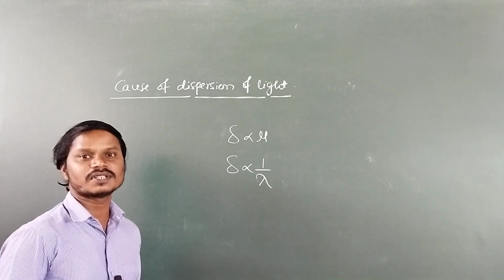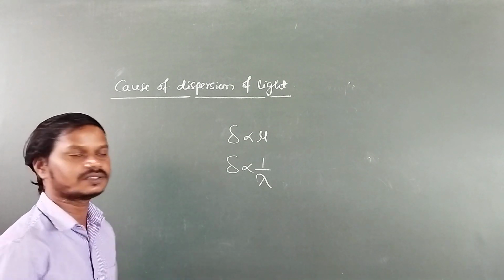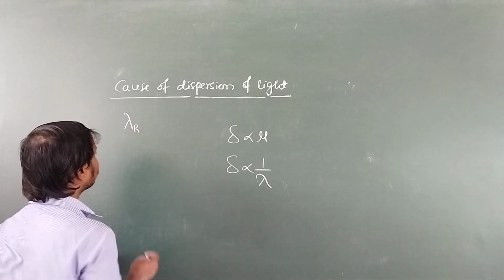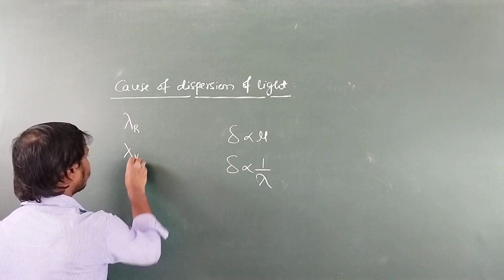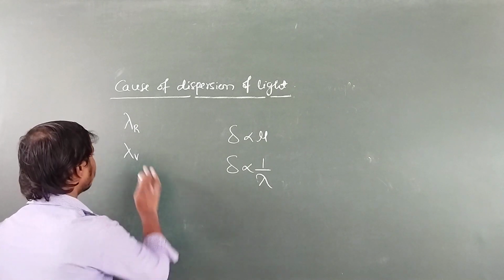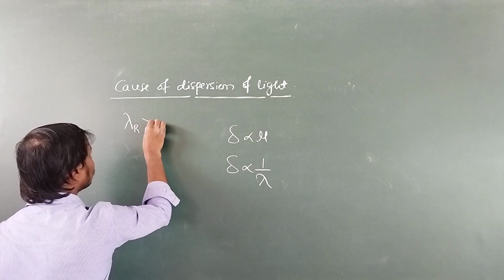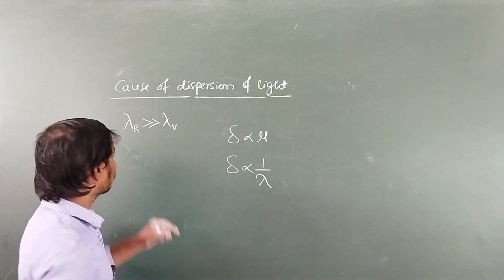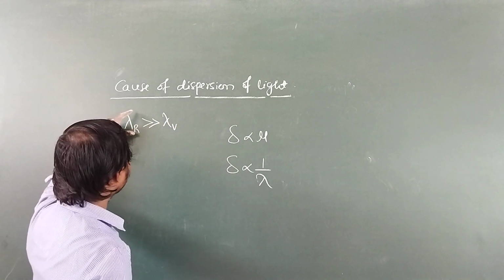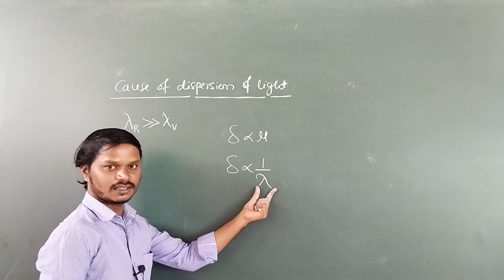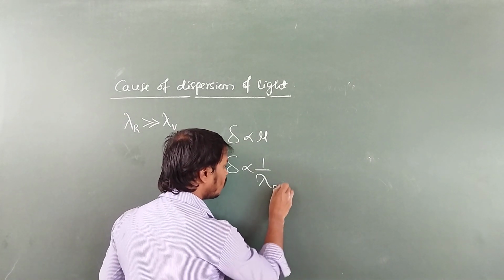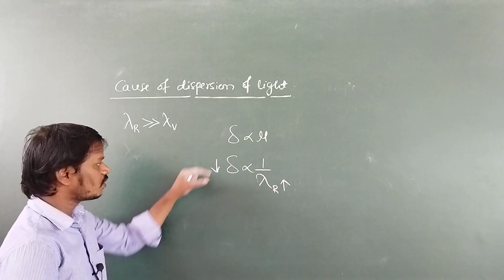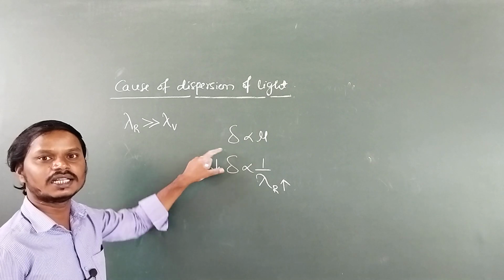Okay, in case of 7 colors, which color has the longest wavelength? Red color has the longest wavelength. And which color has the shortest wavelength? Violet color. The wavelength of the red color is much greater than the wavelength of the violet color. So here the deviation is less for red color, because red has the longest wavelength. So the red color bends least.